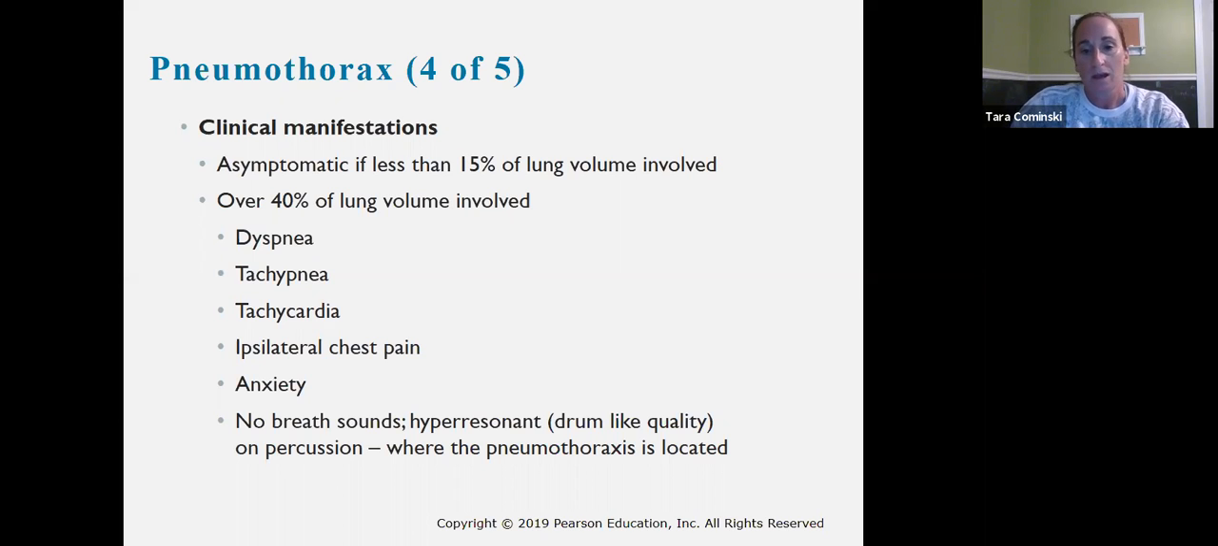In terms of clinical assessment, it says you may not even hear breath sounds, right? If you're tapping and trying to listen to see where you're going to hear that resonance, there will be this sort of drum-like quality that you hear where that pneumothorax is located. Okay. So again, that's more pertaining to actually listening to those lung sounds. There are certain things that you can listen for and assess that way to get an indication as to what's going on.